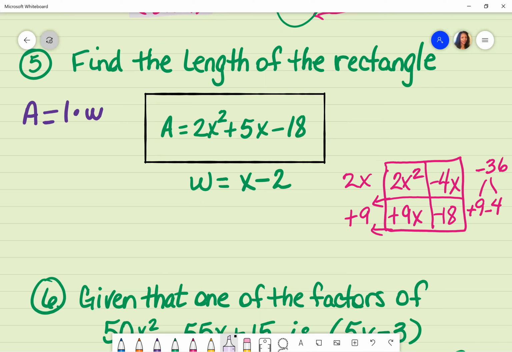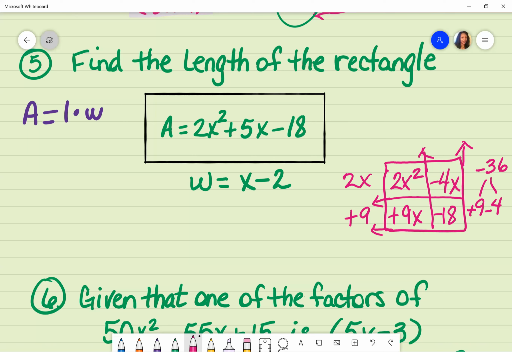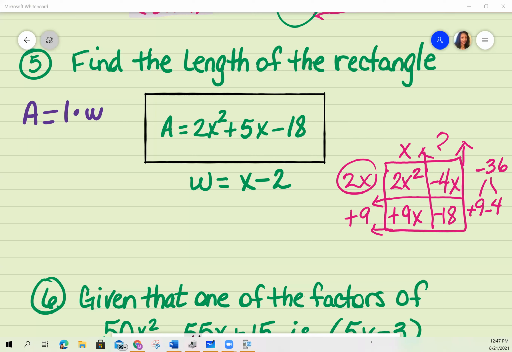All right, so let's see. This is what we were given in the problem that should go on top because it differs from what we just came up with. So let's see if we're on the right track. So if I'm going up, 2x times what will give me 2x squared? Well, that's an x. If I'm looking this way, 2x times what will give me negative 4x? Come on, computer.